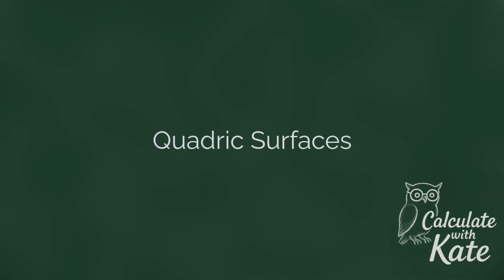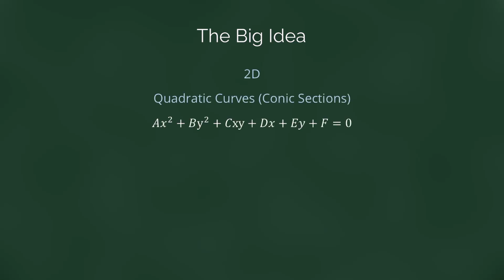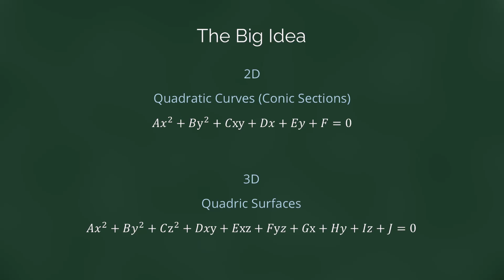We're going to continue our discussion of three-dimensional surfaces by looking at a group of surfaces called the quadric surfaces. In two-dimensional space, we have the quadratic curves, also known as the conic sections, and we get these by taking combinations of x and y squared, as well as linear combinations of those, and adding them together. In three-dimensional space, we're going to have the quadric surfaces, and these are going to be made by taking combinations of x squared, y squared, z squared, as well as linear combinations of those variables.